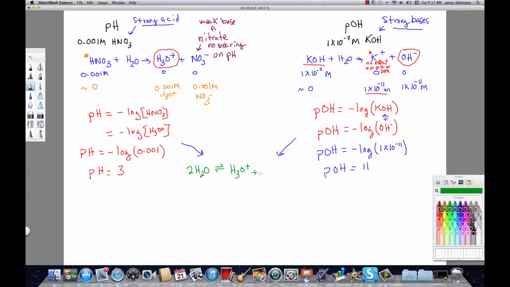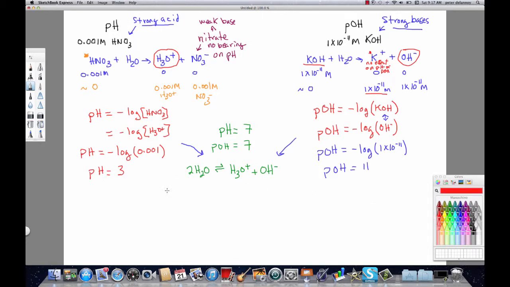So if we were to measure the pH directly of a sample of pure water, here's what you find out. You find out that the pH of the pure water is equal to 7. And the pOH of pure water is also equal to 7. Now, this autoionization, how does this happen?